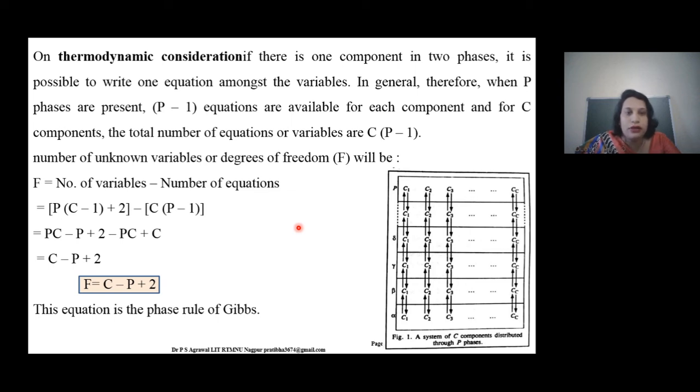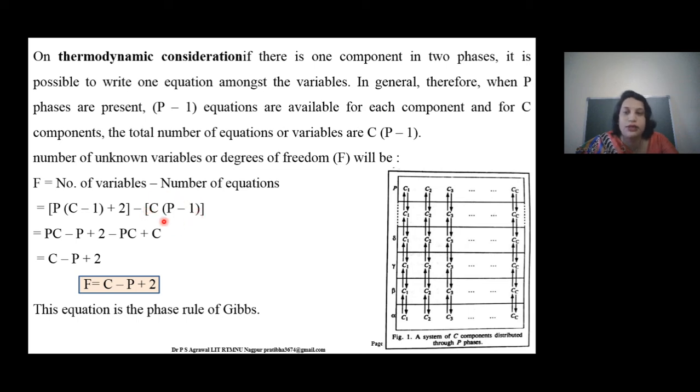Now about the equations, for P phases. Suppose there are two phases, one equilibrium exists, as we have just seen: mu of alpha equals mu of beta. Two phases, one equilibrium. So if there are P phases, we have P minus 1 equilibria. Such P minus 1 equilibria will exist for all the components, all C1, C2, whatever the constituents may be. All such P minus 1 equations will exist for all C.